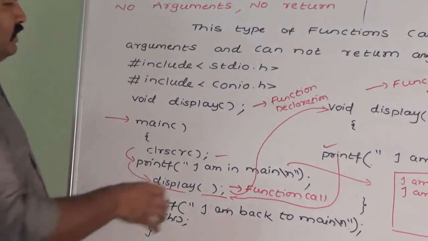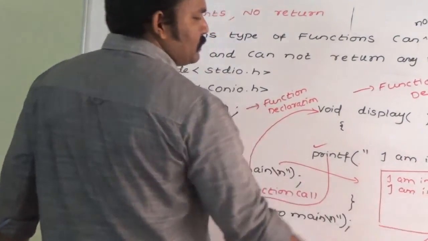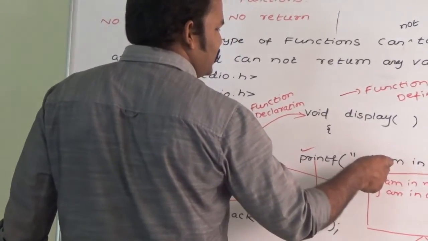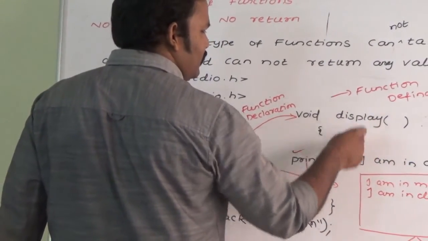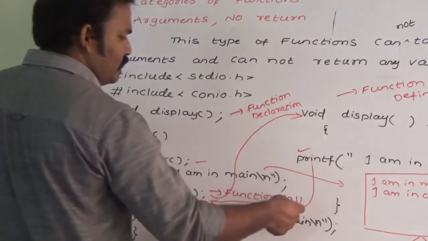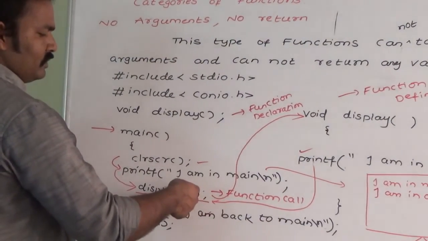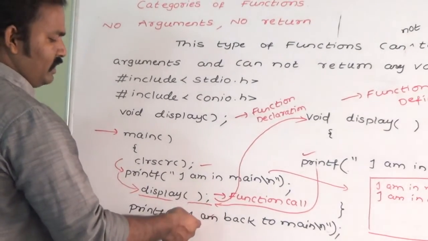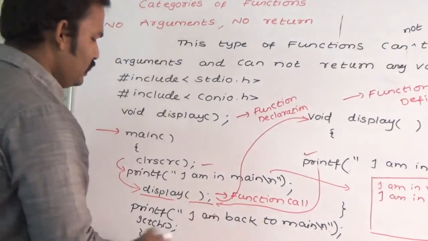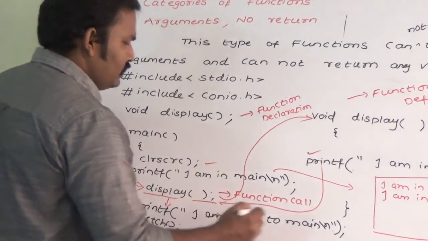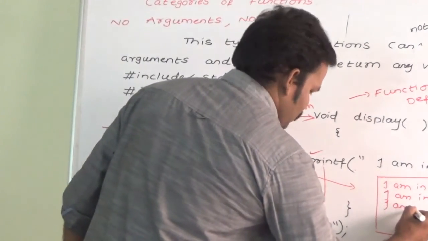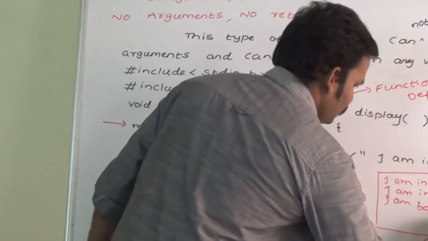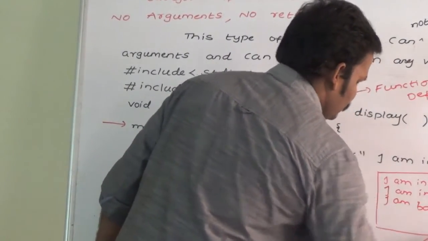Okay. So listen. I am in display will be displayed on the screen. Then after executing all the statements in the function definition of the display function, execution control is transferred to the main program, right? So after the calling statement, there is another statement, printf I am back to main. So this statement will be executed. So the I am back to main message will be displayed on the screen. I am back to main, right?